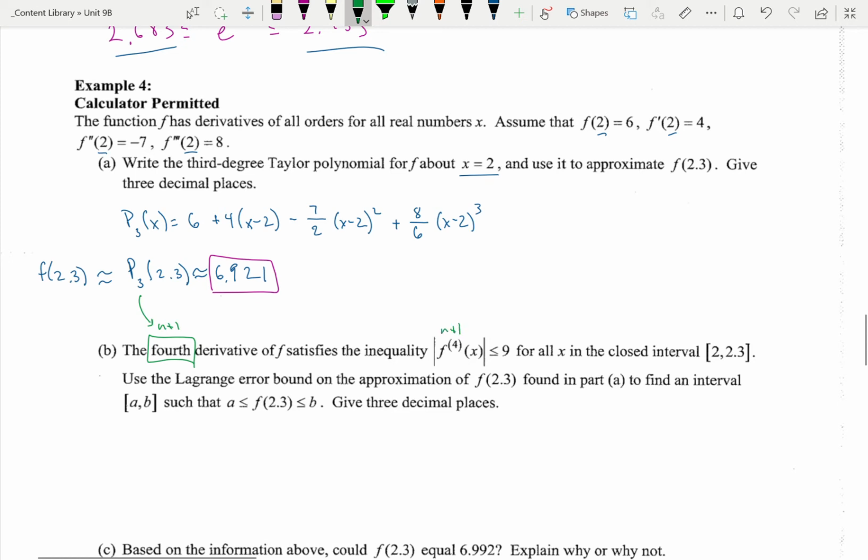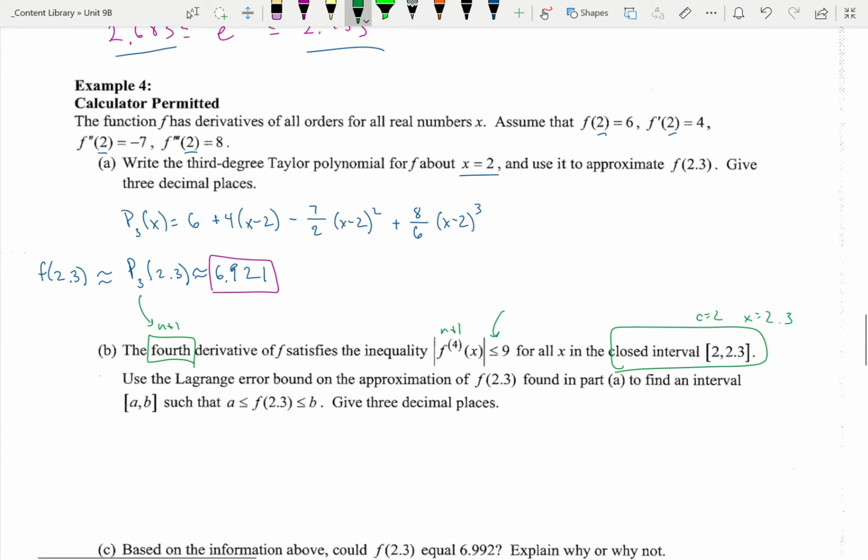And what's the other perfect thing we're given? We're given an inequality here that tells us an upper bound for that derivative. So that's another nice thing that we're given. And then lastly, this closed interval is exactly the interval that we need because c equals 2 and x equals 2.3. So we don't know what happens outside of that interval, but we don't care what happens outside of that interval.